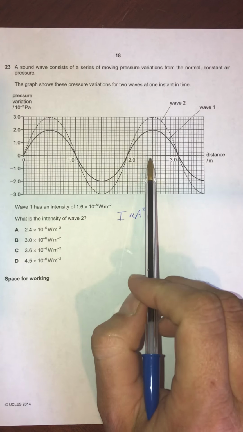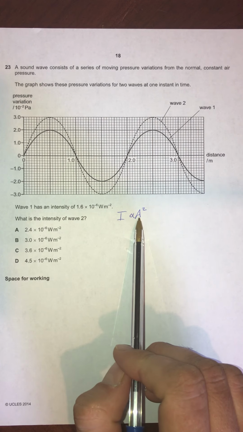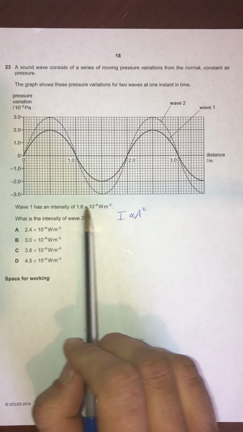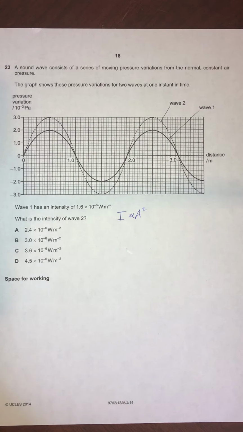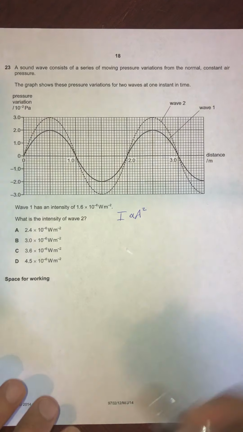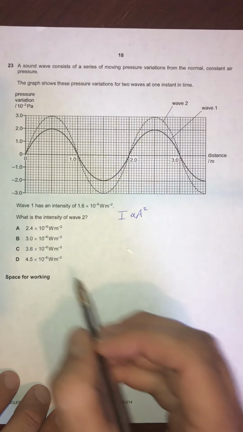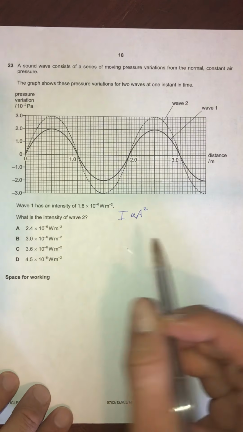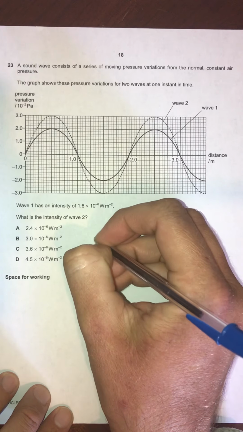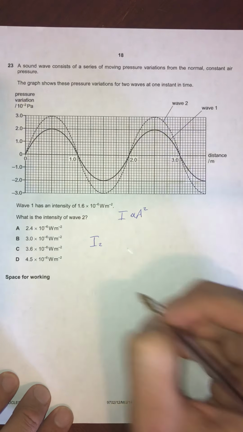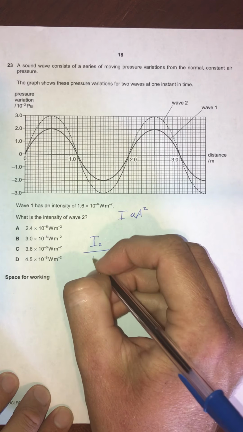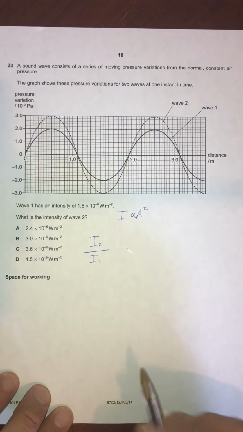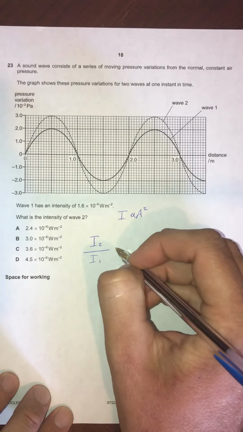Because we can read off the graph the amplitude for each wave, and we're given the intensity of one of the waves, that's enough information to be able to solve this. And so here's how you would go about the calculation. Because I want to know the intensity of wave 2, I'm going to make that my subject here, and I'm going to set up a proportion. The intensity of wave 2 compared to the intensity of wave 1, because I know its intensity.